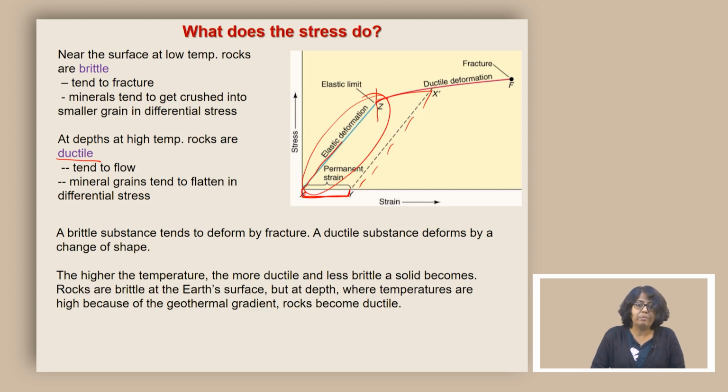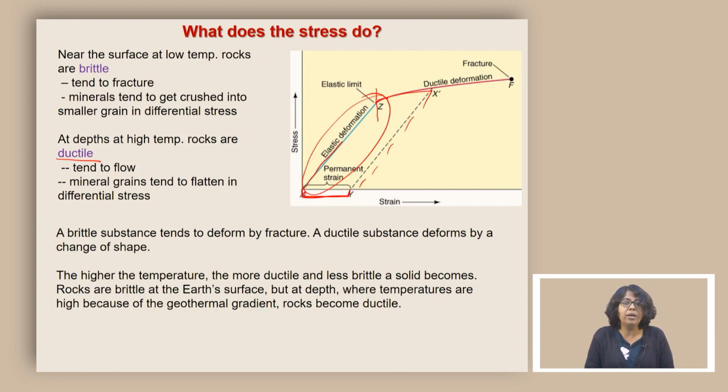Now, a brittle substance tends to deform by fracture, as I mentioned before, and therefore you do not really see a change in the shape. It is simply crushing down into smaller pieces in terms of crystals to adjust to the stress, whereas a ductile substance will show you deformation, a change in shape by the change in stress. And to a large approximation, the higher the temperature is, the more ductile and less brittle a solid becomes.